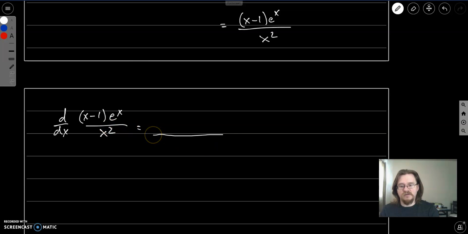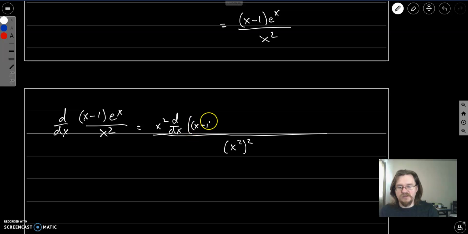So again, let's make this a bigger function. On the bottom, we'll have x squared squared, and then we'll take the bottom times the derivative of the top. This is going to be x minus 1 times e to the x. We're going to subtract the top times the derivative of the bottom.